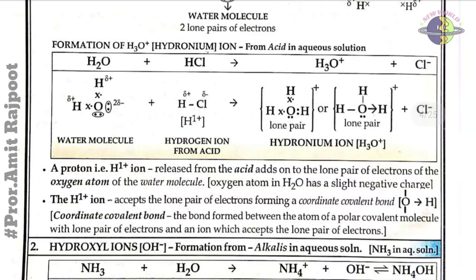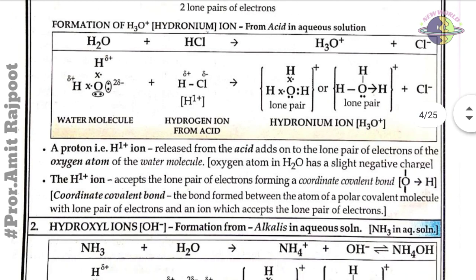Okay, now come to a proton. A proton means H plus ion, released from acid, which adds to the lone pair of electrons of the oxygen atom of a water molecule. The oxygen atom in H2O has a slight negative charge. The H plus ion accepts the lone pair of electrons, forming a coordinate covalent bond. Coordinate covalent bond: the bond formed between the atom of a polar covalent molecule with a lone pair of electrons and an ion which accepts the lone pair of electrons.